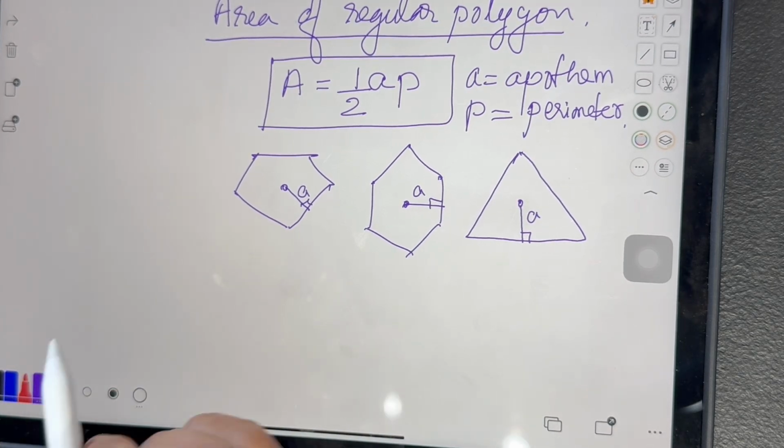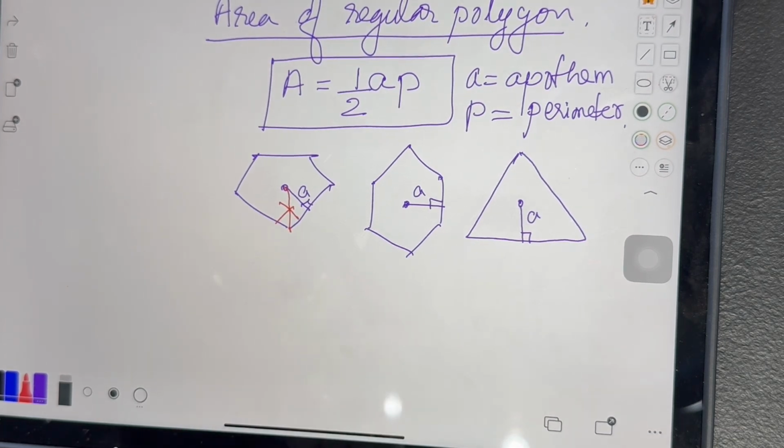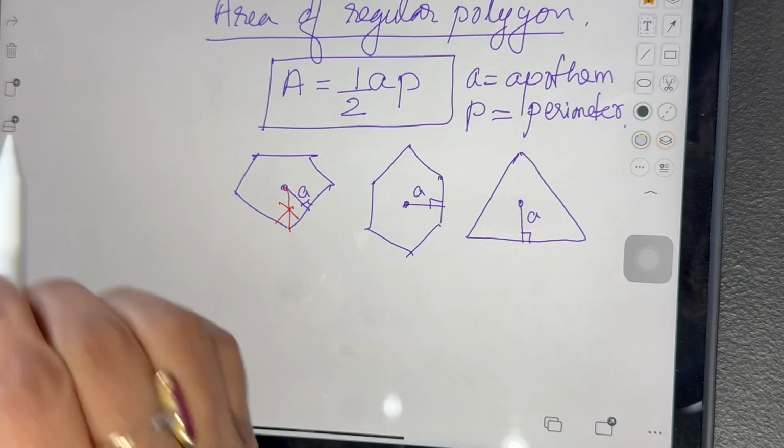After knowing this, some kids consider this other segment as the apothem. No, madam and sir, this is not the apothem. You have to be careful with the apothem, okay? That is not the apothem.